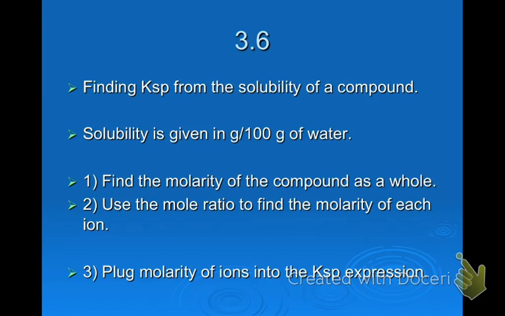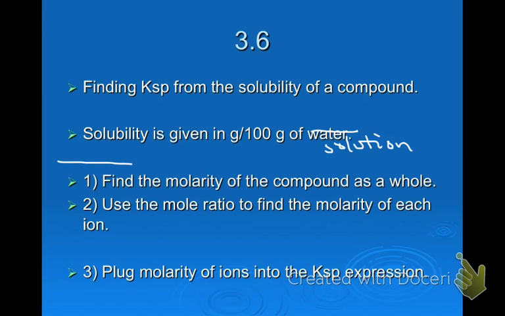So solubility is given in grams per 100 grams of water. This should really say of solution for our purposes. So solubility is given in grams per 100 grams of solution. Now, in some cases it may actually say water, but we're going to need to assume that's 100 grams of the solution so we can apply it to molarity.